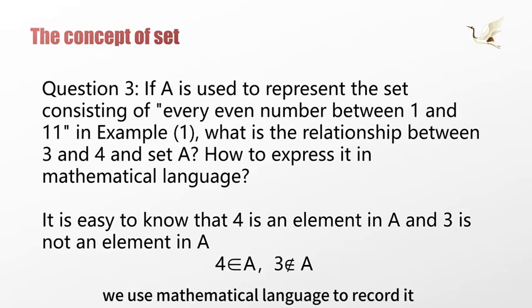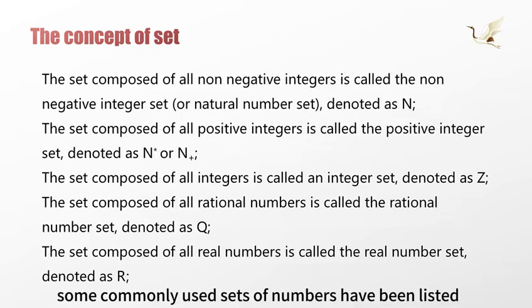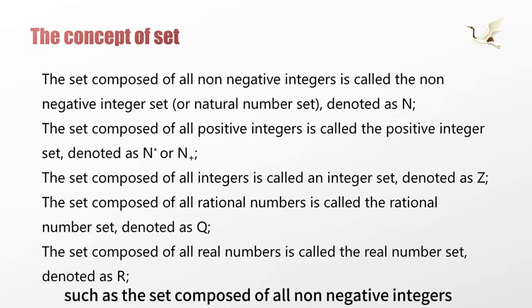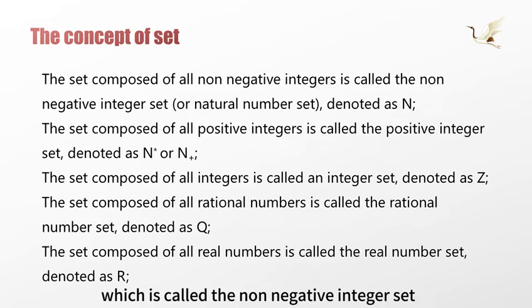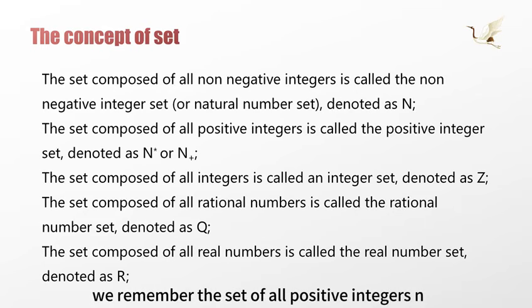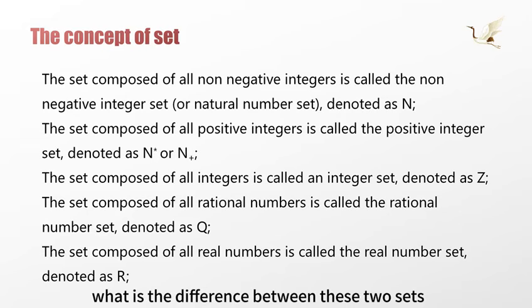We use mathematical language to record it very concisely. Some commonly used sets of numbers have been listed by our teacher with fixed notation, such as the set composed of all non-negative integers, which is called the non-negative integer set, also known as the natural number set. We denote the set of all positive integers as N star or N plus. What is the difference between these two sets?